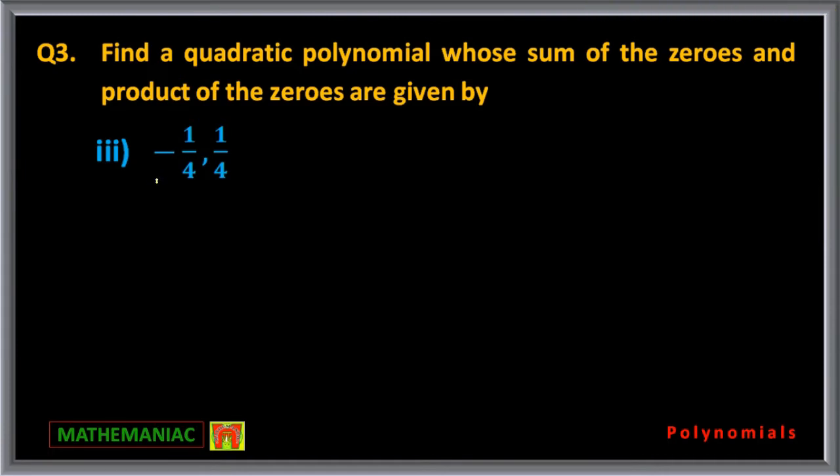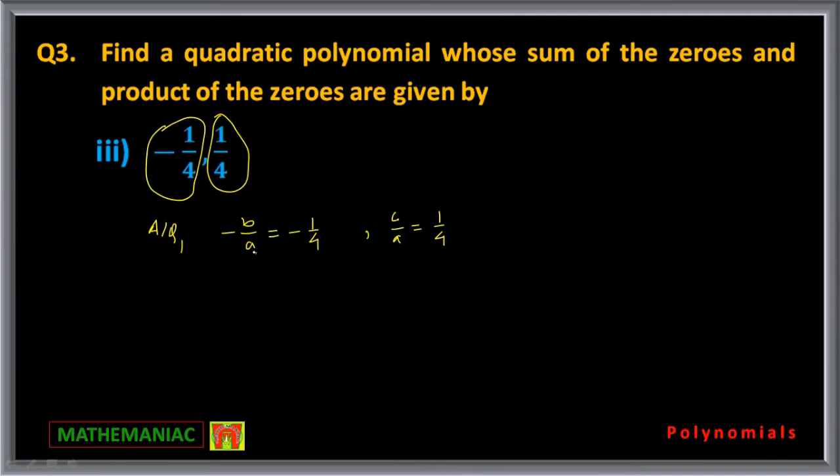Here again, this is the sum, minus 1 by 4, and this is the sum and this is the product. So this time I hope I'll not write a quadratic polynomial directly. I directly write it according to the question conditions, right? So what I said, minus b by a represents the sum of the zeros, which is equal to minus 1 by 4. c by a is equal to 1 by 4.